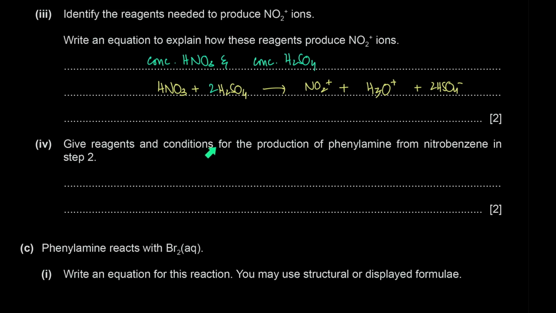Give reagents and conditions for the production of phenylamine from nitrobenzene. So that's the reduction of nitrobenzene to phenylamine. For that you're going to use tin and concentrated HCl, and you're going to heat.